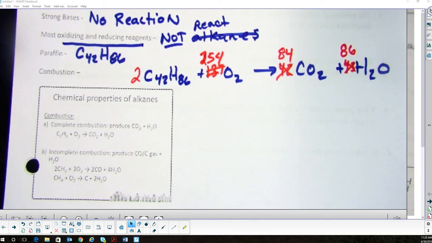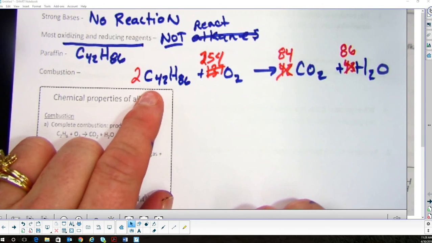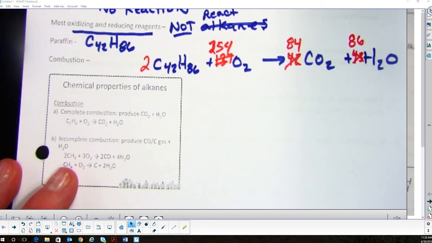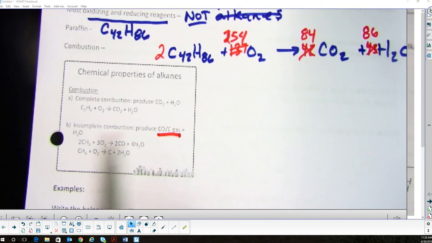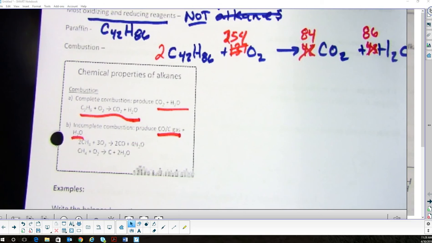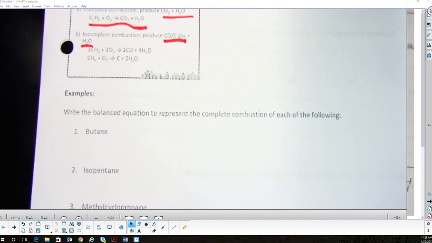As the carbon gets higher, it gets more tough to balance. But take time and do it. Chemical properties, the combustion. If you have an incomplete combustion, you're going to end up with CO or carbon plus water. Notice water always gets the oxygen. If it's just a regular combustion, then I'm going to just have CO2 and water. But if I don't have enough, first it will go to carbon monoxide and water. If I really don't have enough, it will go to carbon and water. So down here, we want to be able to balance these equations.